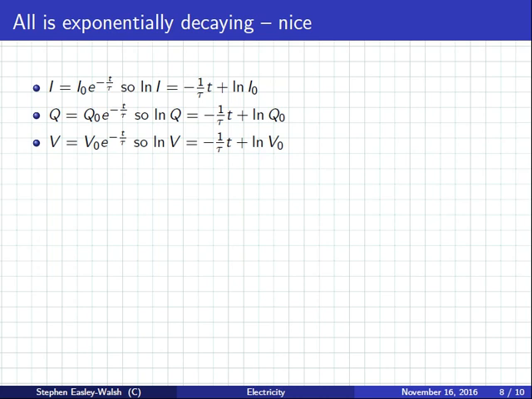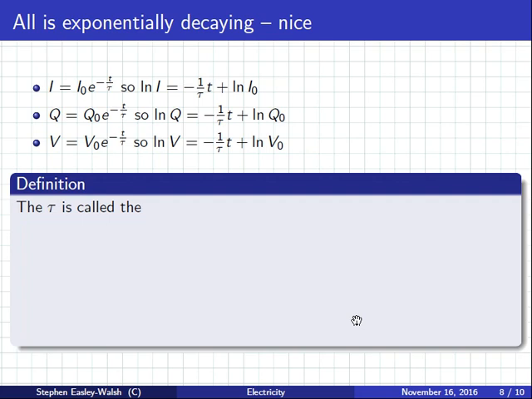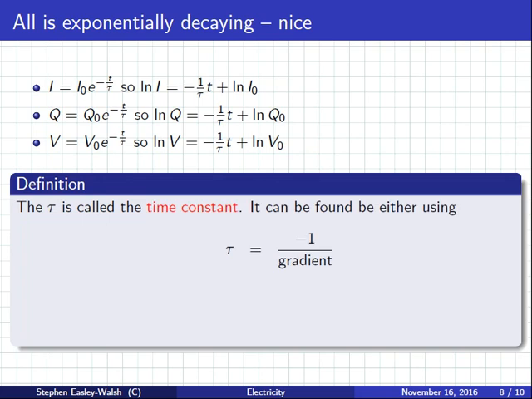Got that? Continue? Well, it's the same slide. The tau is called the time constant, and we already said this. You can find it by using the formula minus 1 over the gradient, the slope. We wrote this down. But there is actually another way to find it, and I haven't given you this formula yet. If you know how big the capacitor is, and if you know how big the resistor is, then you can find the time constant by using this formula. Time constant equals RC. Got that? Continue.